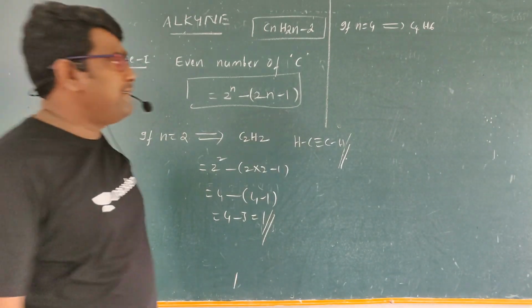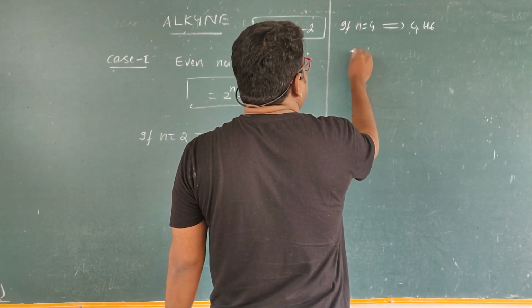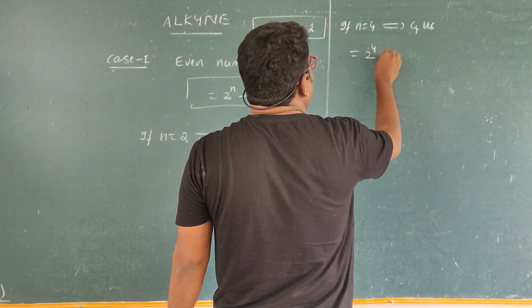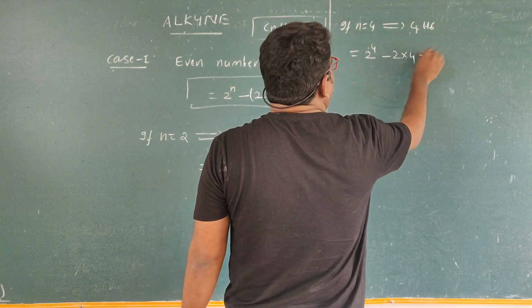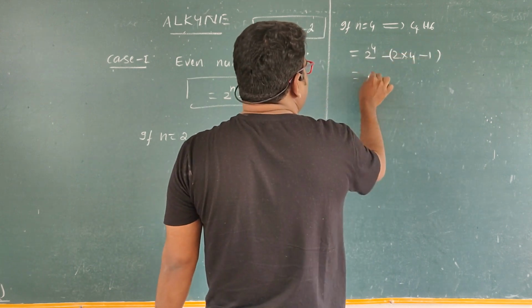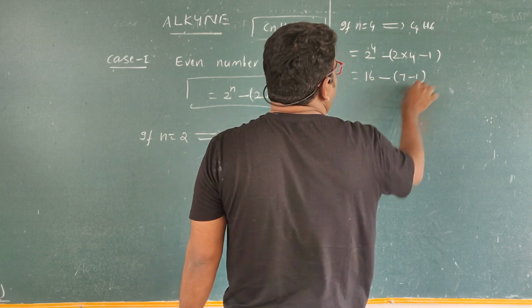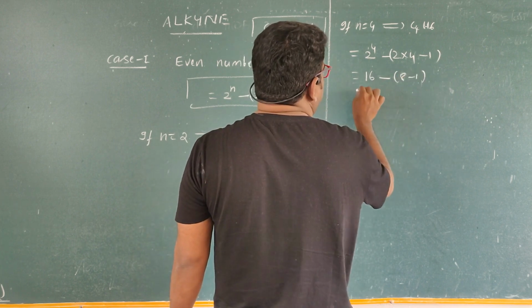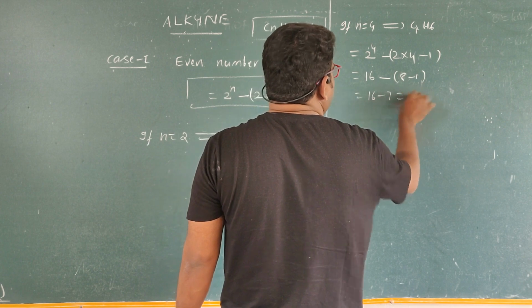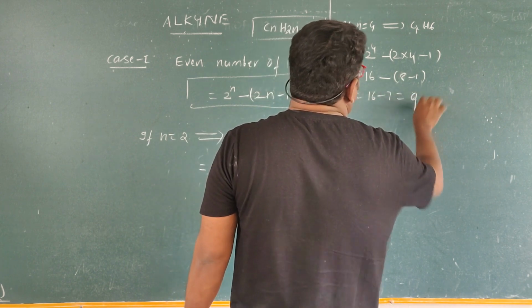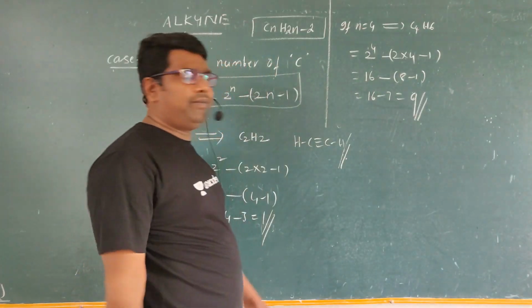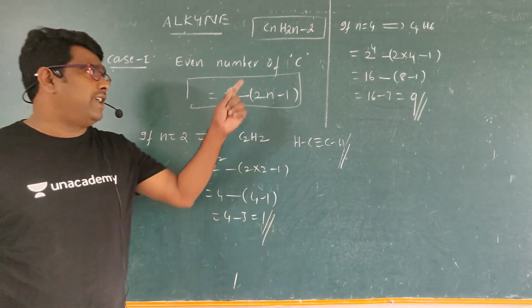C4H6. How many isomers? By using this formula, 2 power 4 minus 2 into 4 minus 1, that is equal to 16 minus 7. Wait: 2 power 4 is 16, minus 8 minus 1, that is equal to 16 minus 7, that is equal to 9 isomers are possible. How many isomers? 9 isomers.